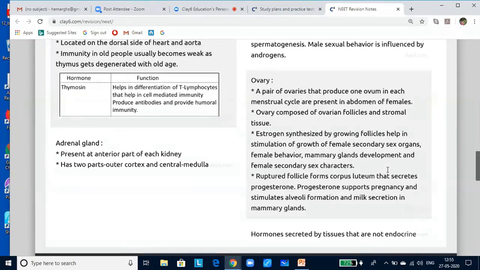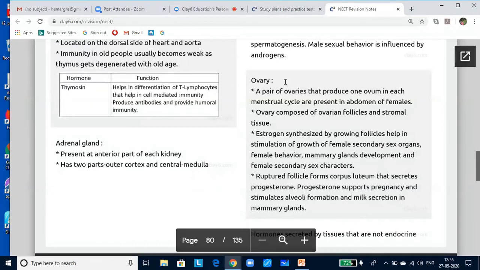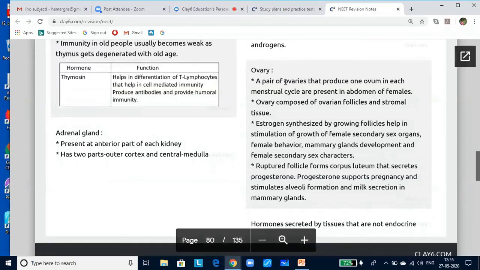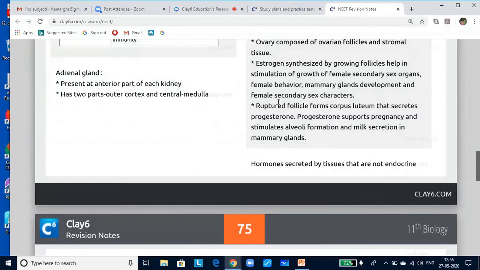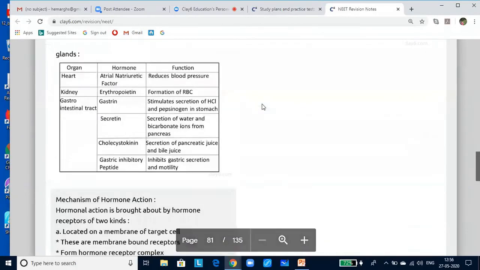Now, the ruptured follicle will form the corpus luteum that secretes progesterone. This progesterone plays a very active role in supporting the pregnancy and stimulates alveoli formation and milk secretion in the mammary glands. Now, there are also hormones that are secreted by other tissues, but they are not endocrine glands. You should know about those too.